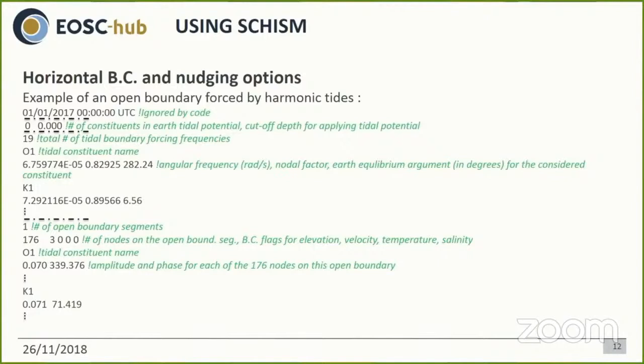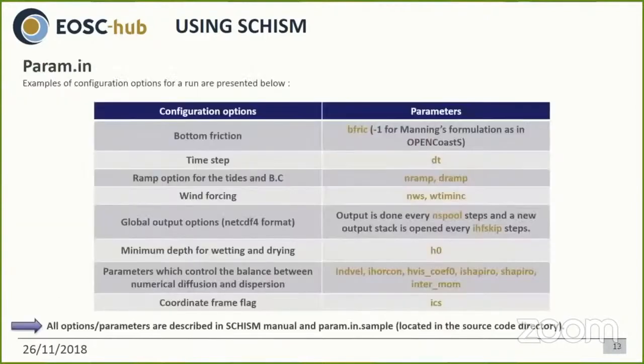The param.in file corresponds to the main input file for the model. It includes tens of options, but I will just explain what are the most commonly used. For bottom friction, the bfric flag allows you to decide which formulation we'll use for bottom friction. -1 corresponds to a Manning formulation, which is the one used in OpenCoast.